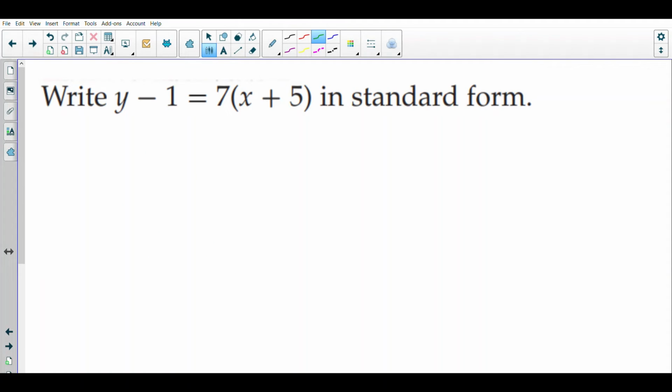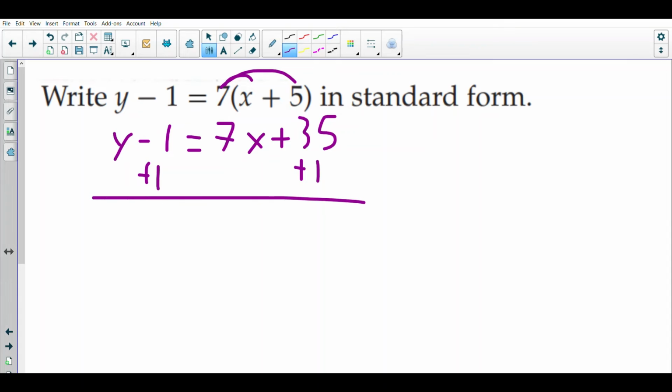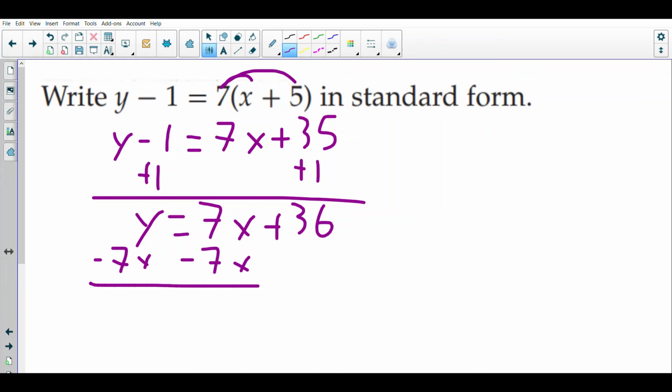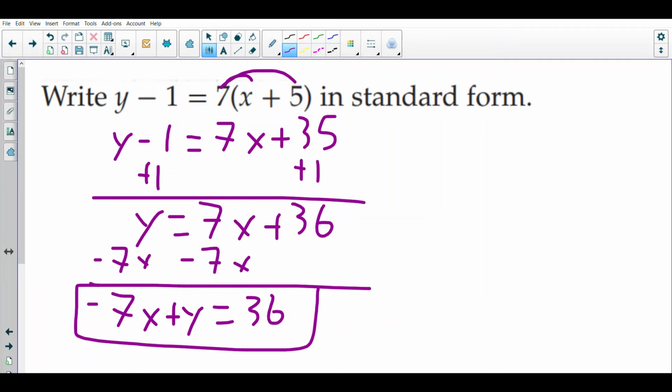So another one a little bit simpler here. There's no fractions. So all we're going to do is distribute. So y minus 1 is equal to 7x plus 35. Move all your terms. So I'm going to add 1 to both sides. So y is equal to 7x plus 36. Well, if we were in y equals mx plus b form, we'd be done, but we're not. We want standard form, so we're going to subtract our 7x. So we're left with negative 7x plus y is equal to 36. And there you have it. All right.